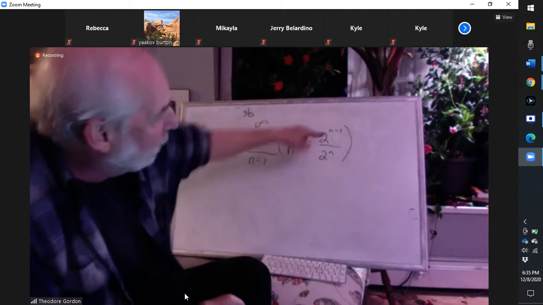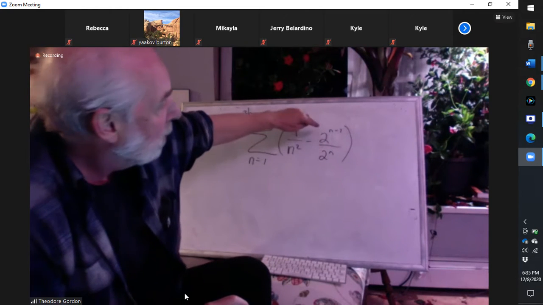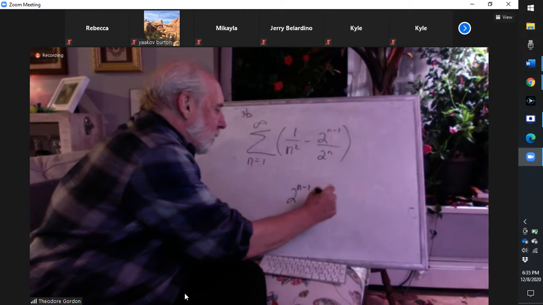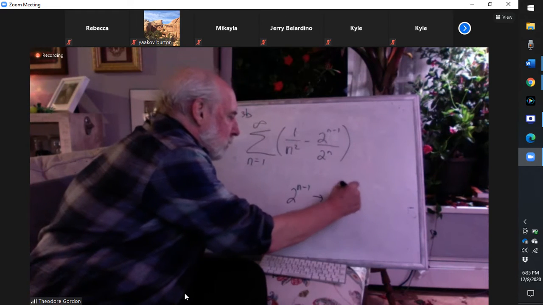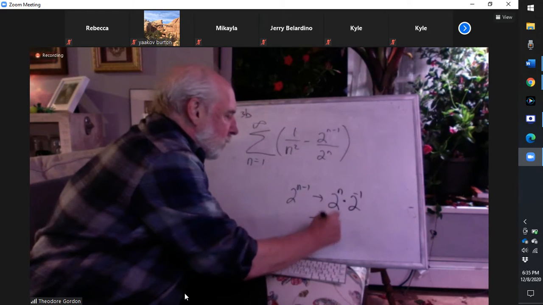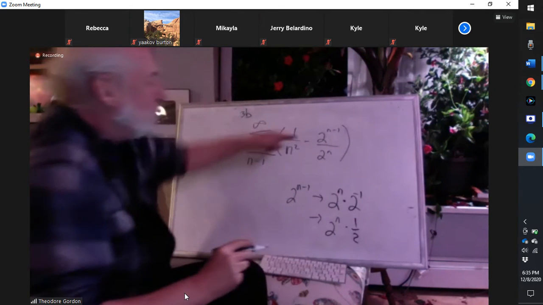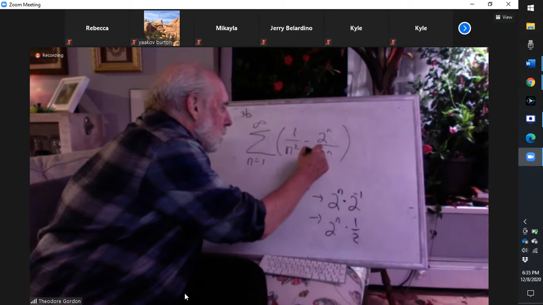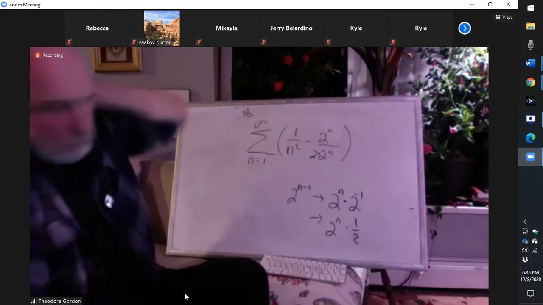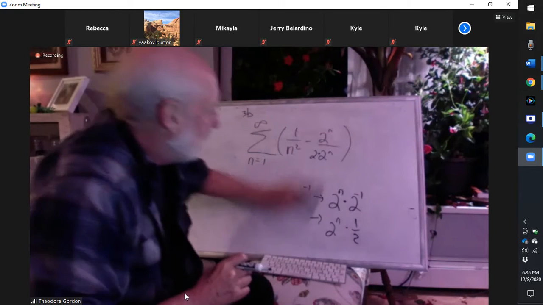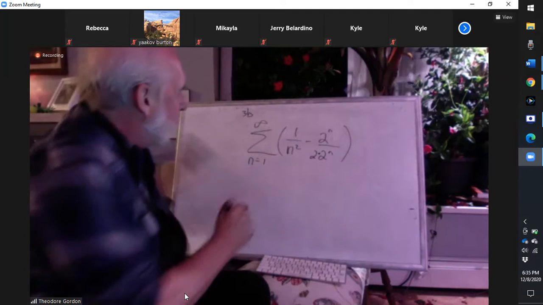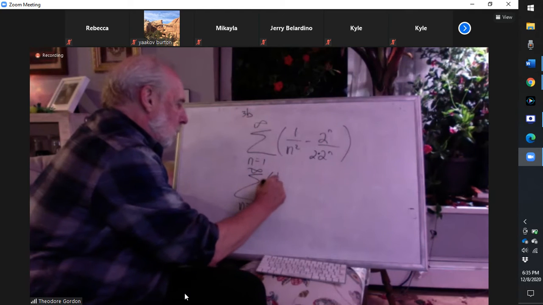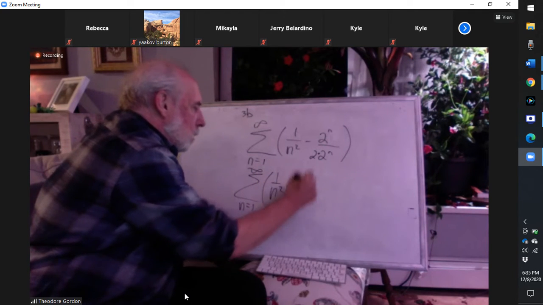So the first thing I'm going to do is do some algebra to this term over here. So 2 to the n minus 1 just turns into 2 to the n times 2 to the negative 1, and that turns into 2 to the n times 1 over 2. So this reduces to 2 to the n, and then that 2 goes to the bottom. Next, these 2 to the n's now cancel out. And it leaves us with that.